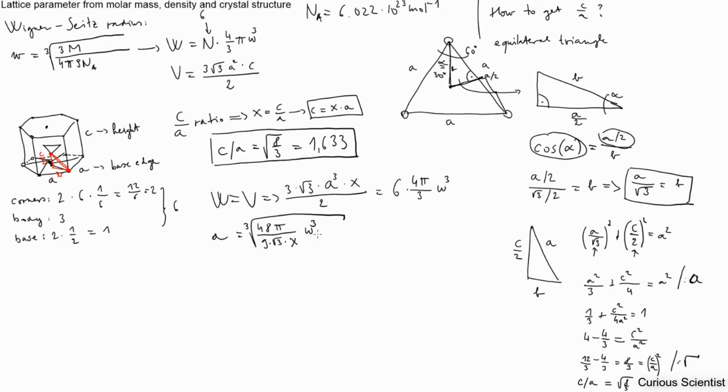So basically we know this because this depends on mass and the density, and then we know the C over A, so we can calculate the lattice parameter. So this is very, very simple.